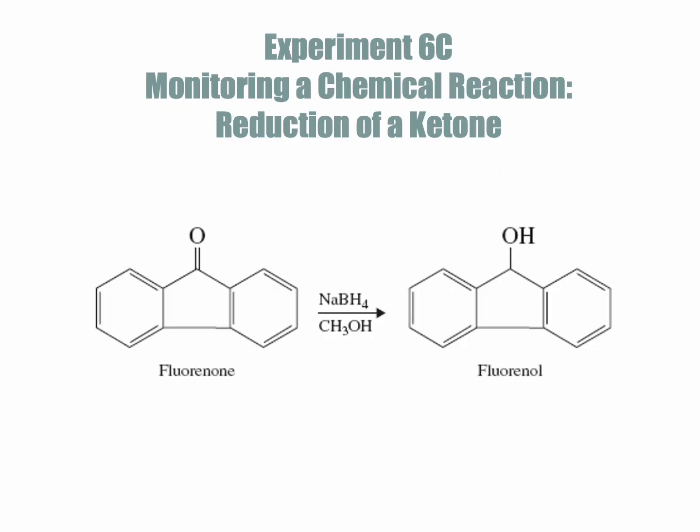And then finally, in experiment 6C, we're going to monitor a chemical reaction, the reduction of a ketone. So we're going to start with fluorinone and use sodium borohydride, which is going to reduce the fluorinone to fluorinol. So we're going to be doing a chemical reaction. TLC can help us determine when our chemical reaction is done. Sometimes we don't know when it's done. Do we react it for a minute or 5 minutes or an hour or 10 hours? So it's hard to know when a reaction is done because it doesn't really look any different when it's done.